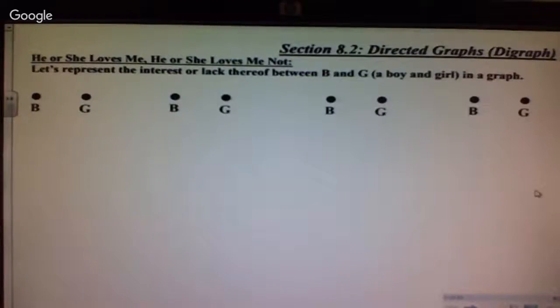All right. So our edges now have direction, which means we're now adding in arrows. I figured the best way to start this off is he or she loves me, he or she loves me not. So you've got a boy and a girl. If the boy and girl are both in love, that means that the boy likes the girl and the girl likes the boy.